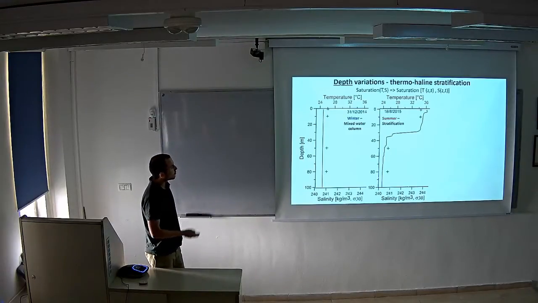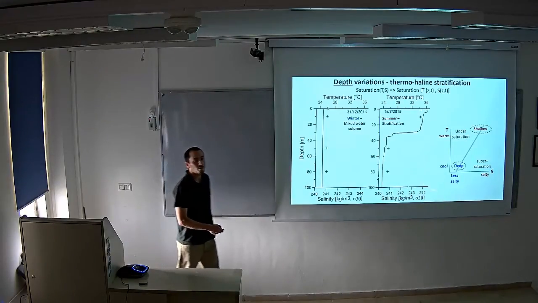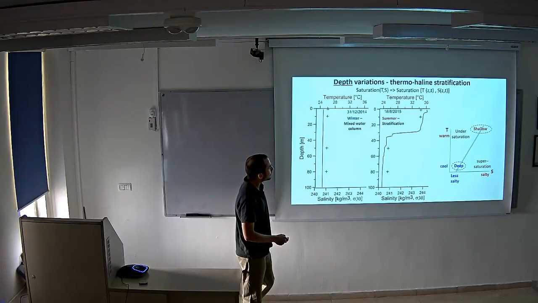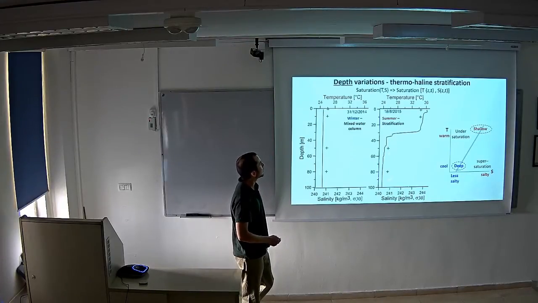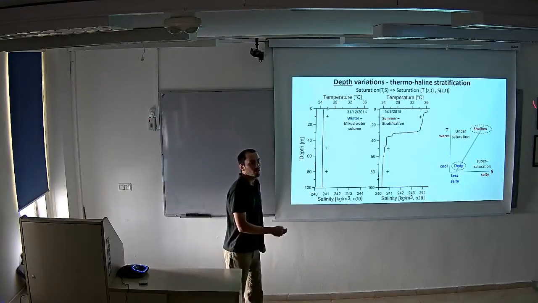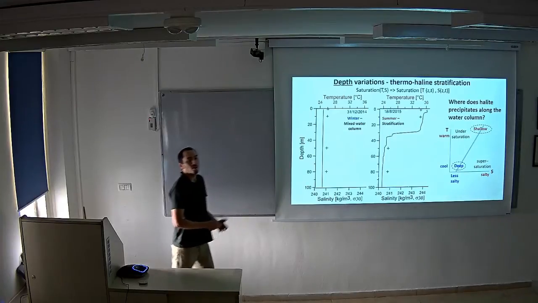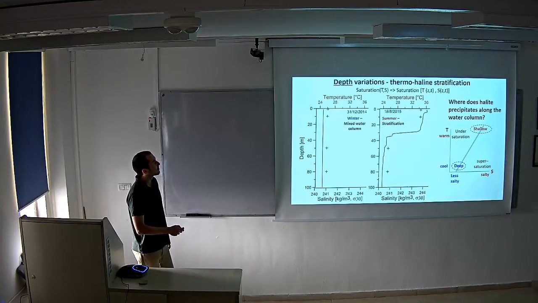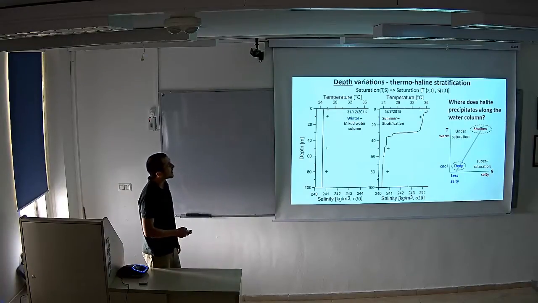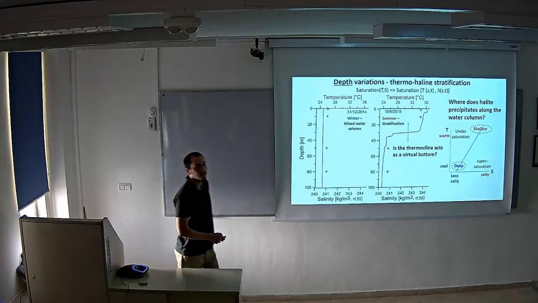And we can do the same for this depth variation with this TS diagram. So on the TS diagram, we plot the conditions at the lower part of the water column and the upper part of the water column. And again, they lie along this solubility curve. And now the question is, where will halide precipitate? At the upper part of the water column or the lower part of the water column? This is a question.